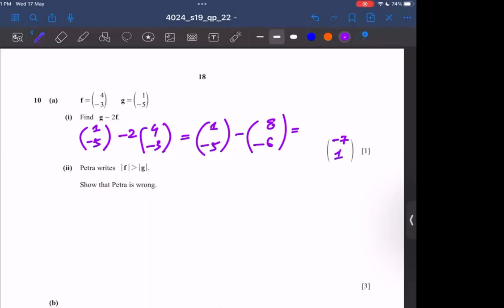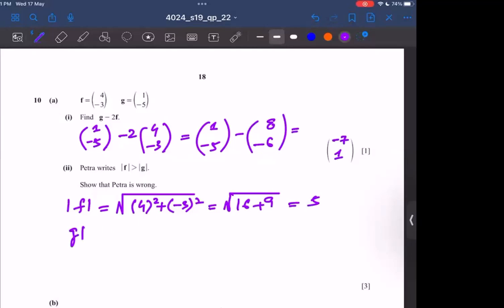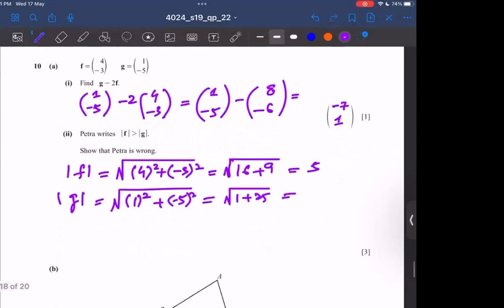Petra says f modulus is greater than g modulus. Show that Petra is wrong. Let's just find out the f modulus. F modulus is the horizontal component squared, 4 squared, plus the vertical component, minus 3 squared. 4 squared is 16, 16 plus 9 is 25, and the square root of 25 is 5. What is g? Horizontal component squared, that is 1 squared, and minus 5 squared. So it is going to be the square root of 1 plus 25, which is root 26. In f modulus, it is root 25. G modulus is root 26.